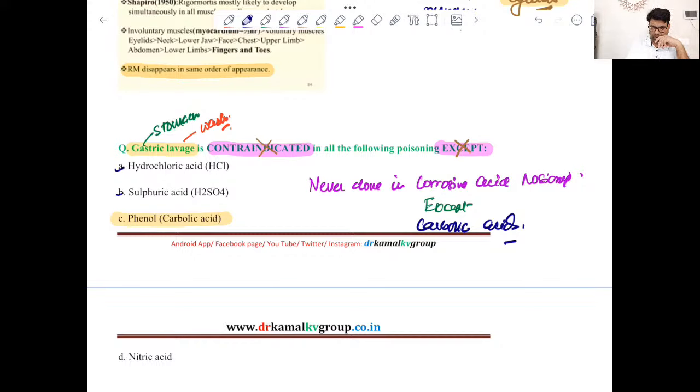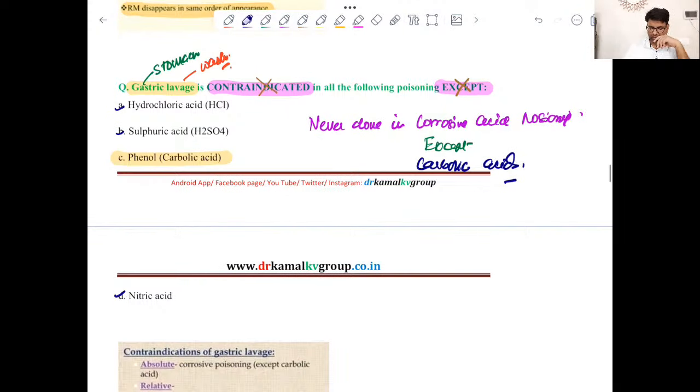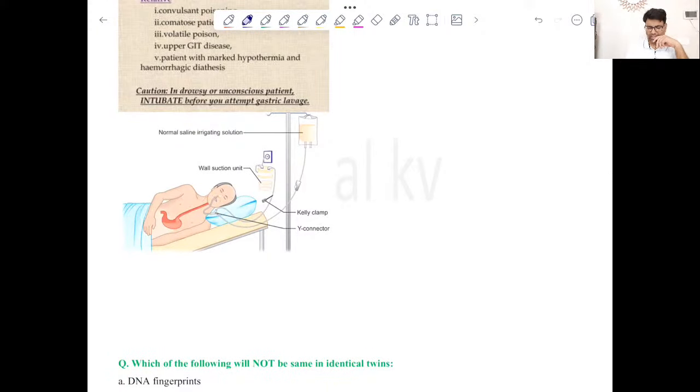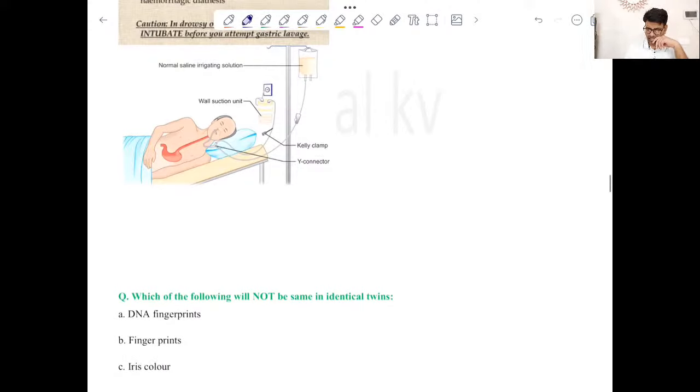For the rest, we should not do gastric lavage, as there are chances of perforation. So don't do gastric lavage in HCl, H2SO4 or HNO3 poisoning, right? So the answer is phenol or carbolic acid. So this is the essence of gastric lavage: we just try to remove the poison as early as possible.